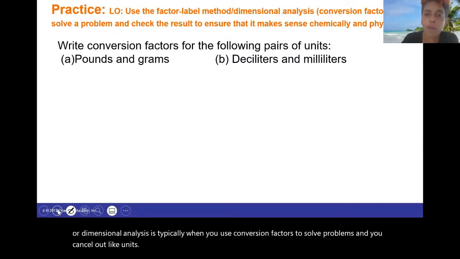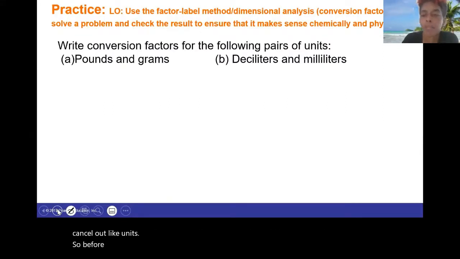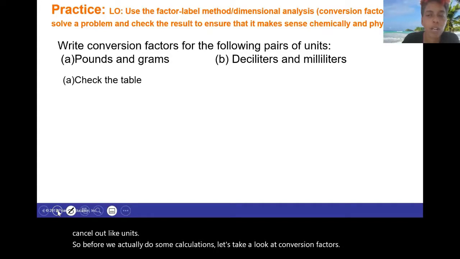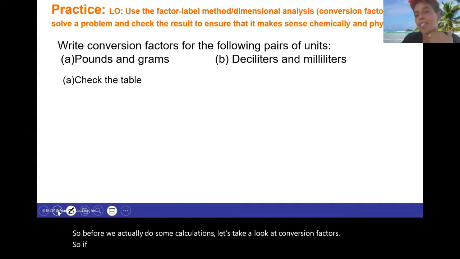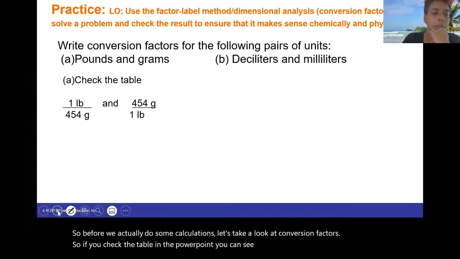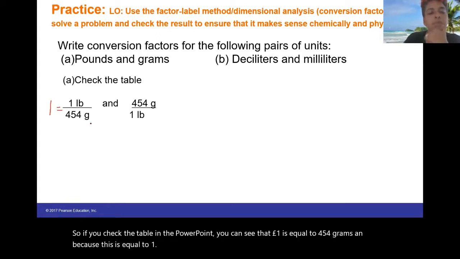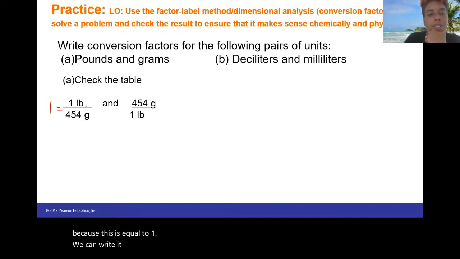So before we actually do some calculations, let's take a look at conversion factors. If you check the table in the PowerPoint, you can see that 1 pound is equal to 454 grams. And because this is equal to 1, we can write it in either direction with either the pounds on top or the pounds on the bottom.